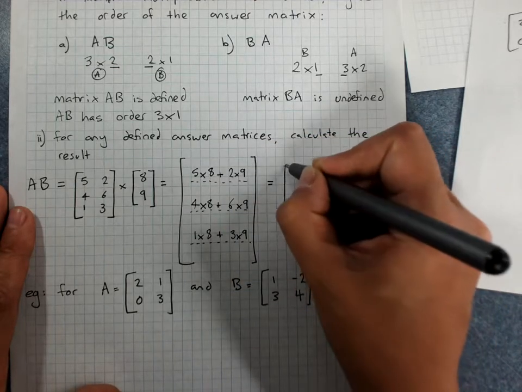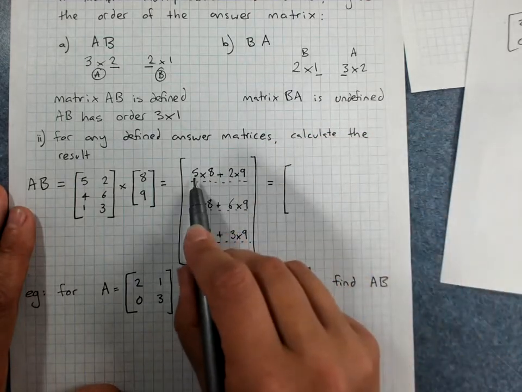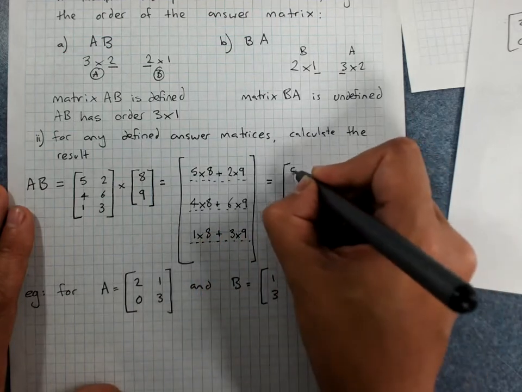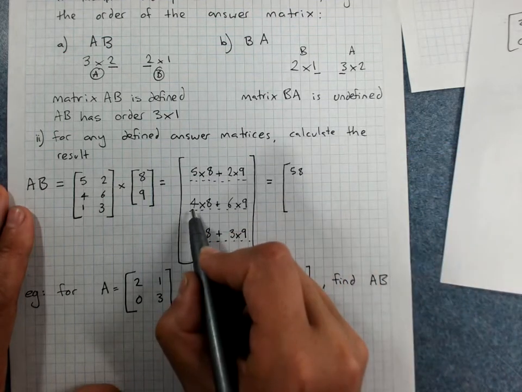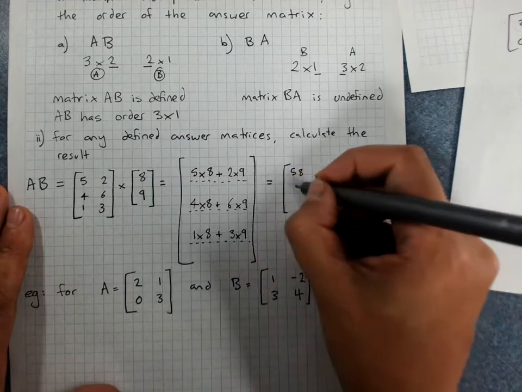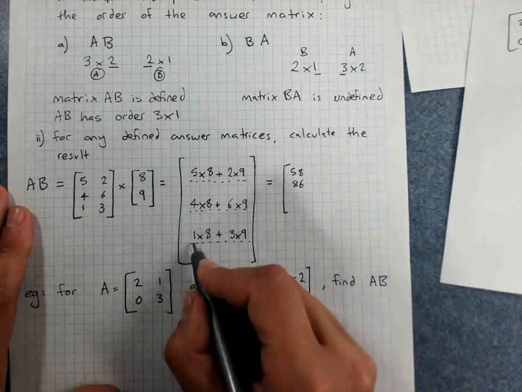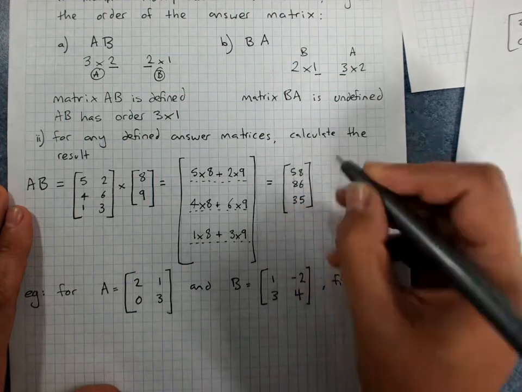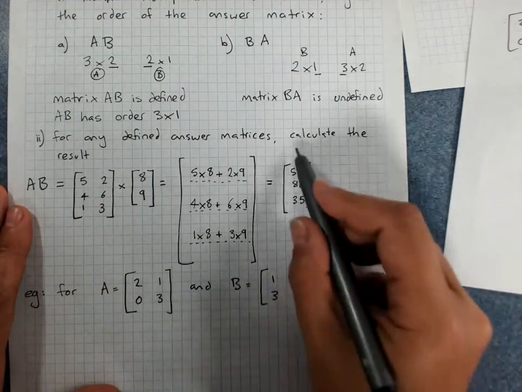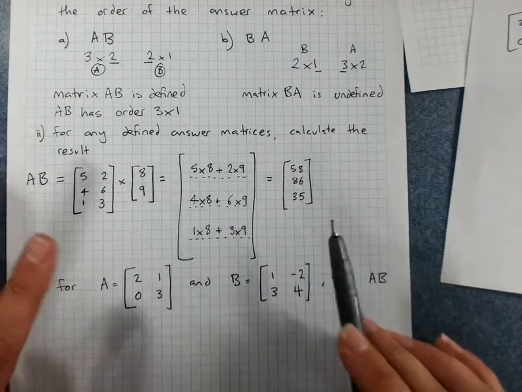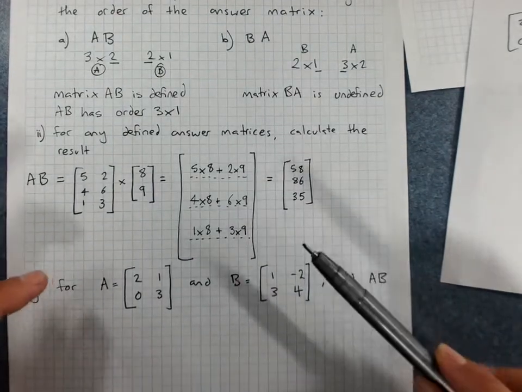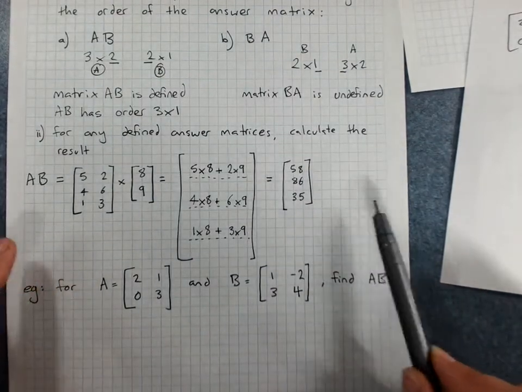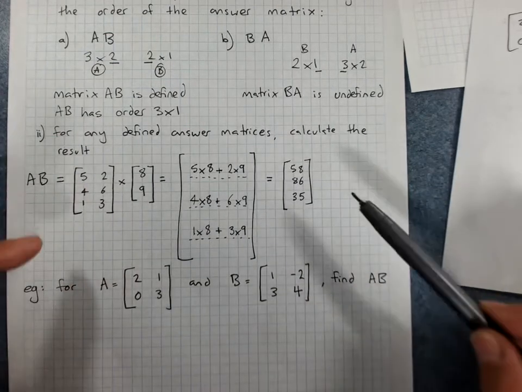Then, of course, we add everything up. 40 plus 18, 58. 32 plus 54, 86. 8 plus 27, 35. And you'll see my answer matrix is a 3 by 1 matrix. That's probably a good point to stop, go do some questions, try to get that much into your head.